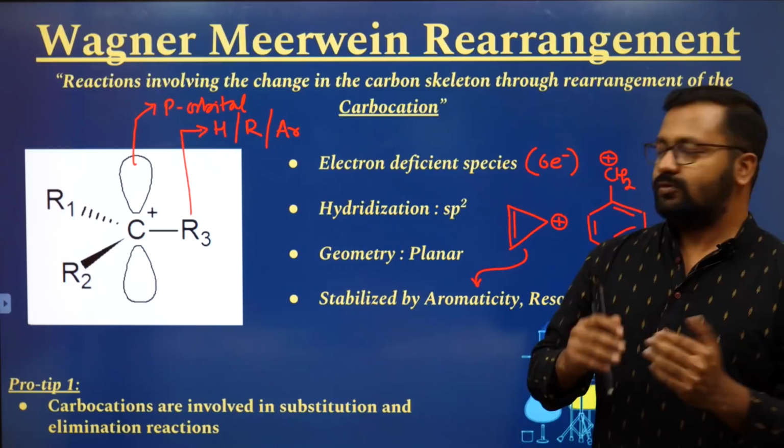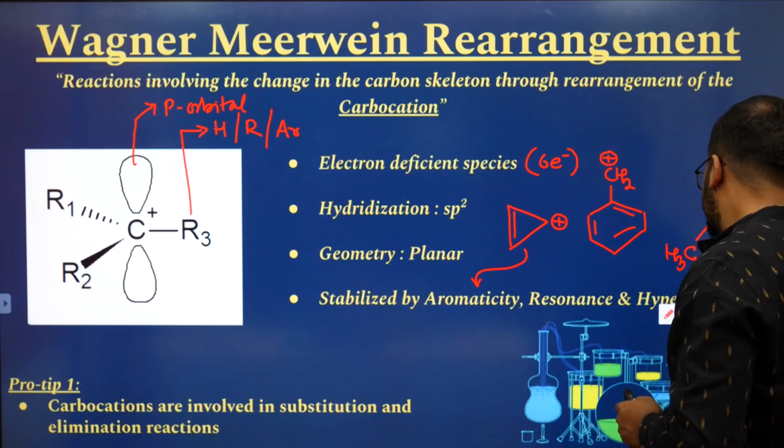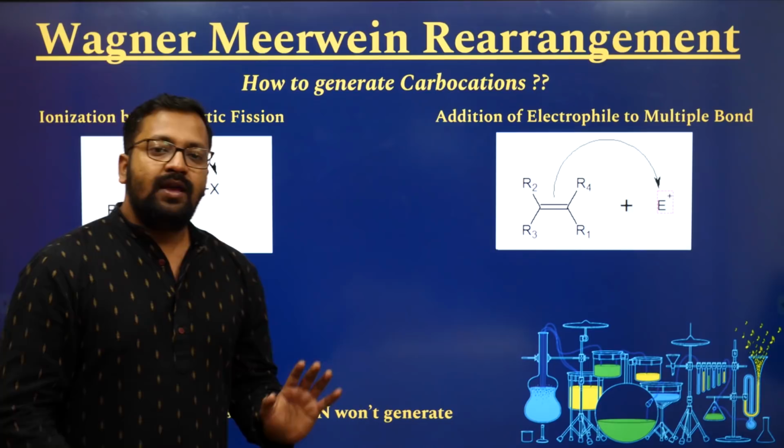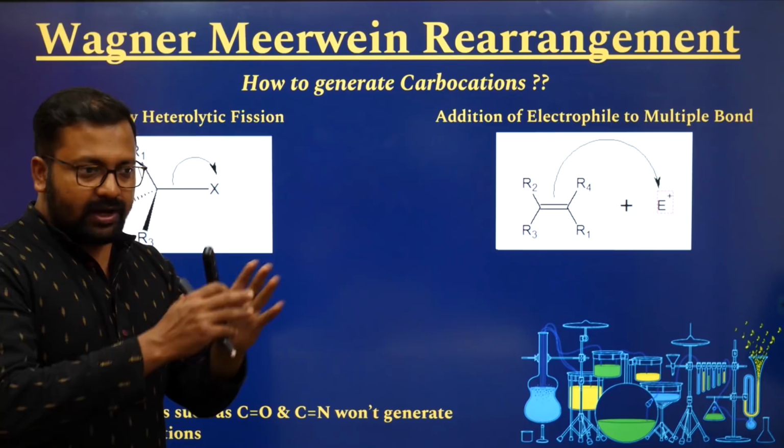Okay? So let's see in which cases Wagner-Meerwein rearrangement will take place, or what the requirement will be. In which reactions is a carbocation formed? We were discussing this earlier. A carbocation will be formed when there is a heterolytic fission of the bond between carbon and a more electronegative atom.